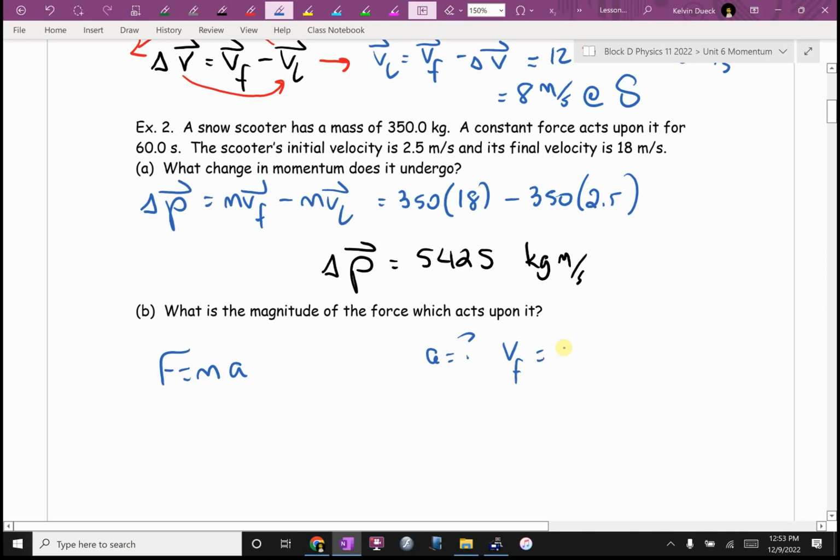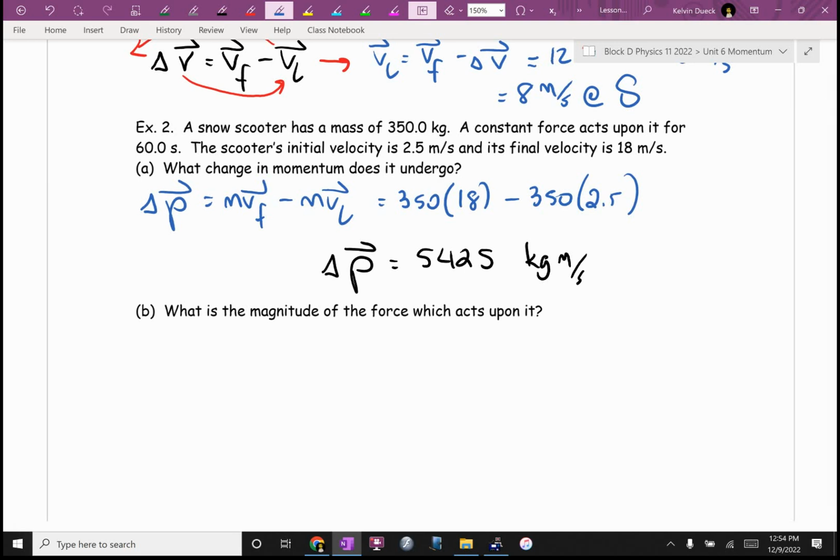What's VF? Cole? What's VI? What's that 60? And then you could go VF equals VI plus AT. Get the A by itself. A equals VF minus VI over T, and you will get the right answer. But what I'm trying to show you is the impulse equation is a very lovely shortcut.